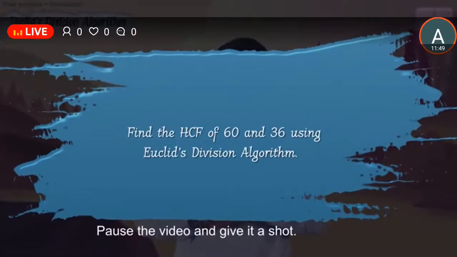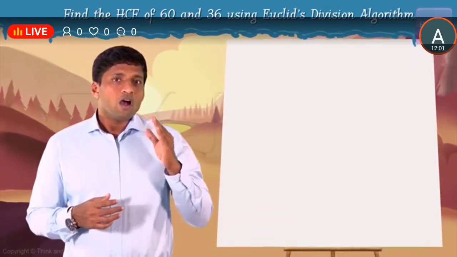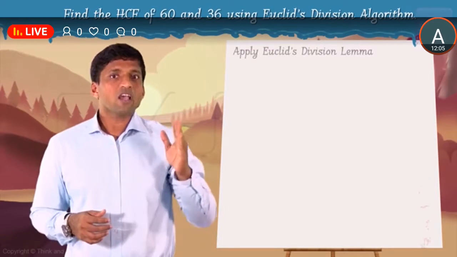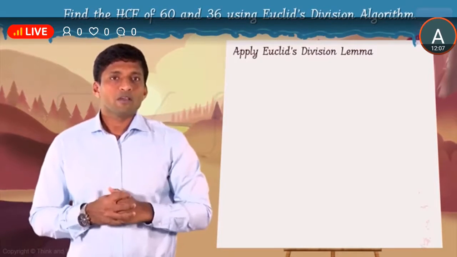So let's take two basic numbers, 60 and 36 first, so that it's very easy to understand. That's why I'm starting with some basic numbers. So let's find out HCF of 60 and 36 using this new method, which I'm yet to discuss. So 60 and 36, apply Euclid's division lemma.